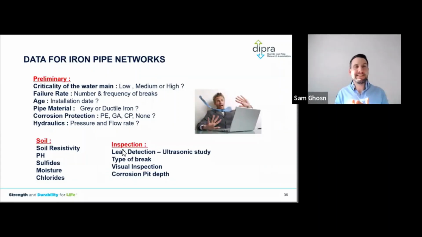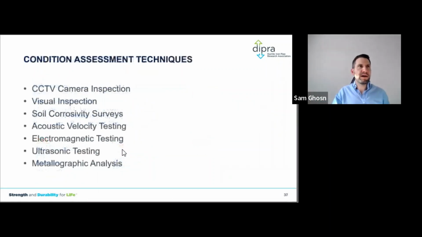So leak detection, very important. Type of breaks, mechanical or corrosion related. Visual inspection could happen as well if you have access to that pipe. And measuring the corrosion is actually an indication of the remaining service life of that main.